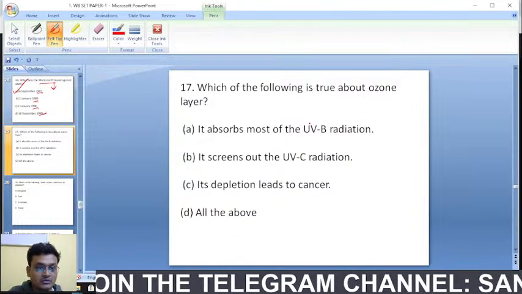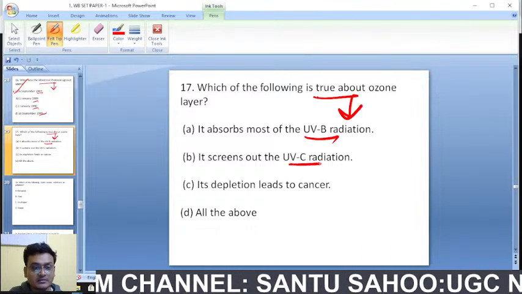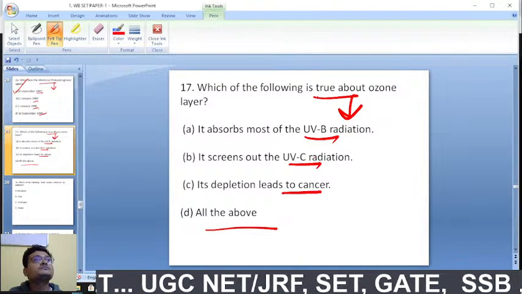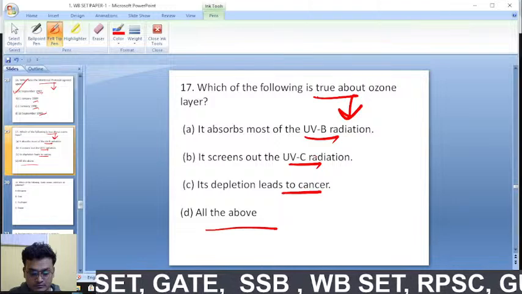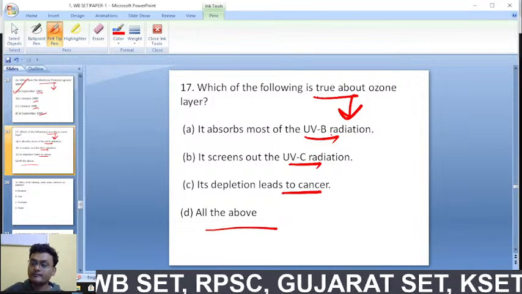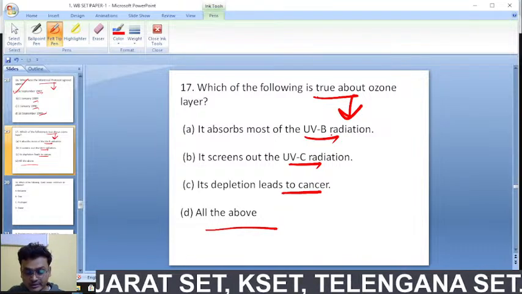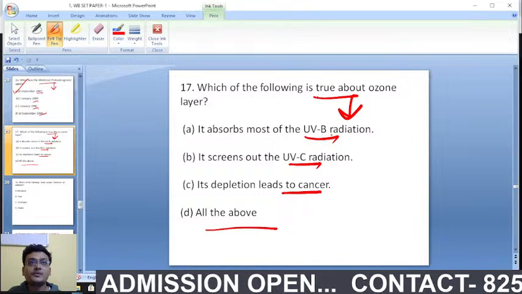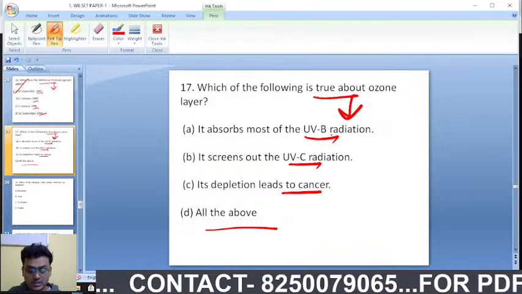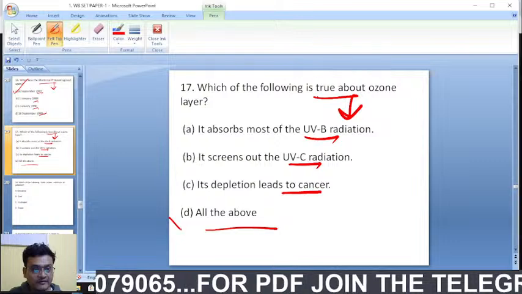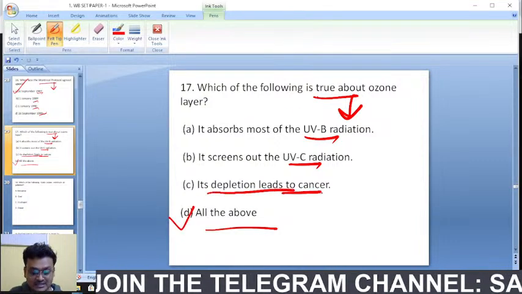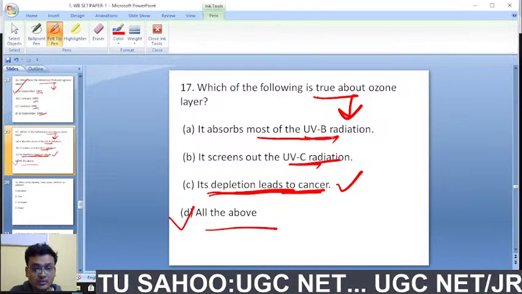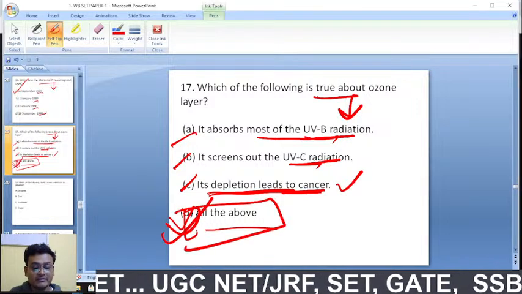1987. Well done. Which of the following is true about ozone layer? Exactly. To reduce the emission of greenhouse gas, that is actually Kyoto Protocol. And ozone absorbs most of the UV radiation. Its depletion leads to cancer. It screens out the UVC radiation. All of them are actually right. All of the above. ठीक है.